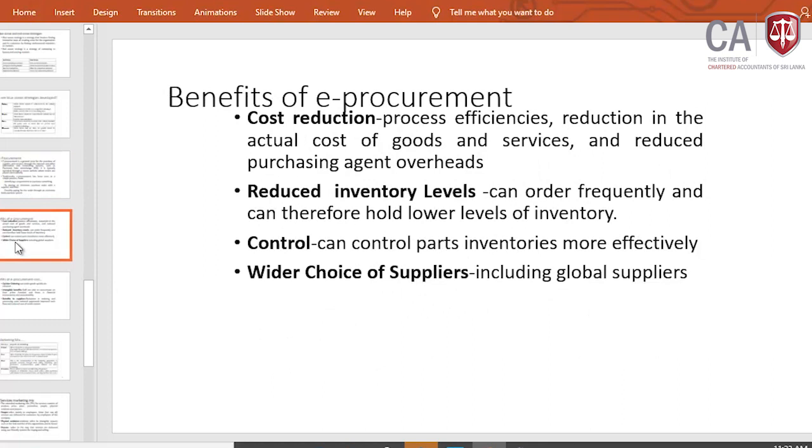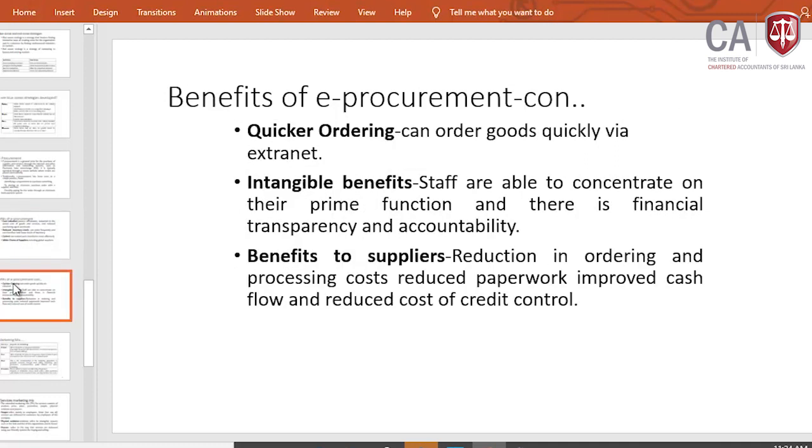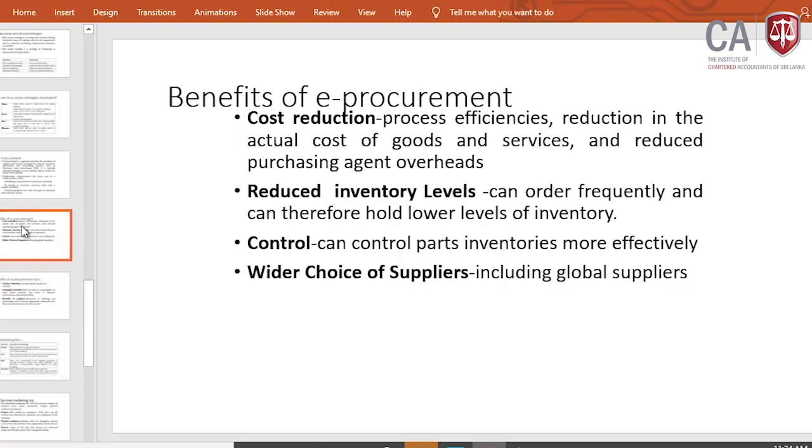Then your questions are based on the benefits of e-procurement. What are the benefits of e-procurement? Cost reductions, reduced inventory levels, control, wider choice of suppliers, quicker ordering, intangible benefits, benefits to suppliers. Cost reductions: how can you get cost reductions? Through process efficiencies, reduction in the actual cost of goods and services, and reduced purchasing agent overhead. Then reduced inventory levels. So, you can order frequently and therefore you do not want to keep much inventory.